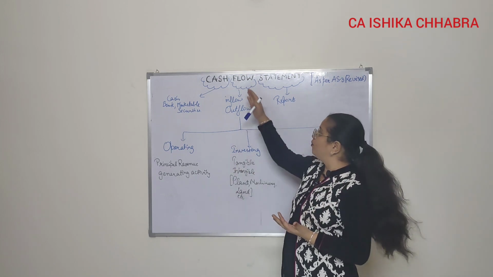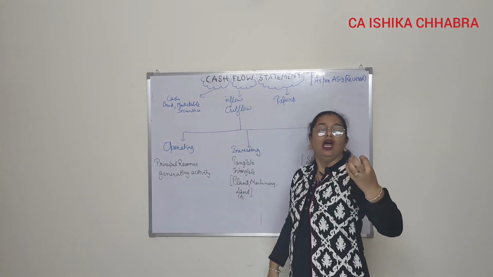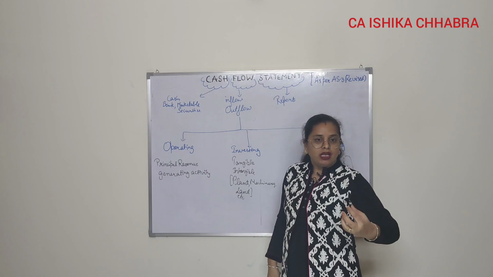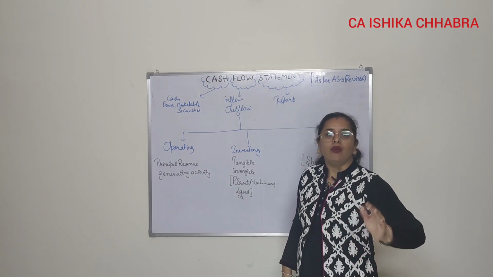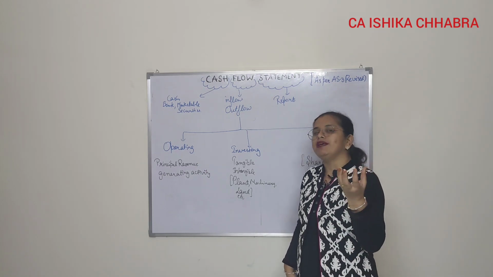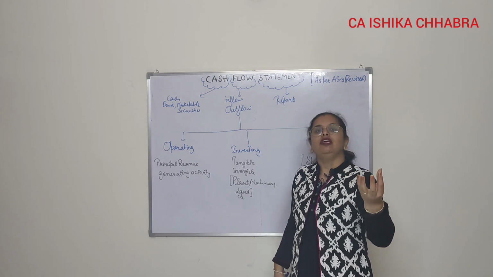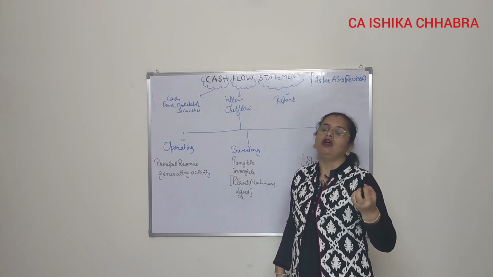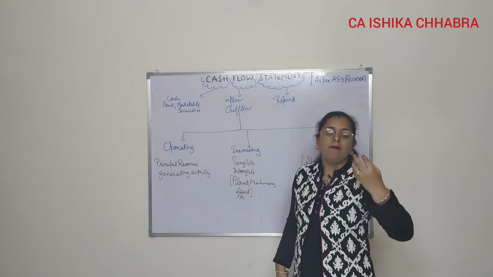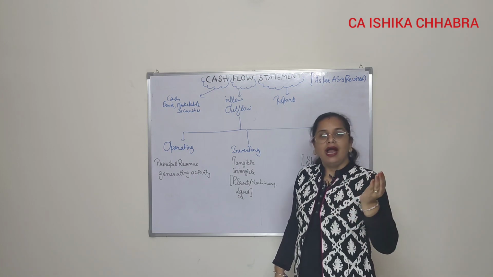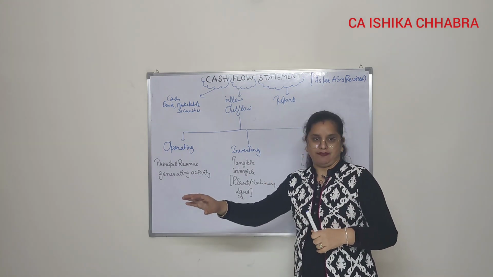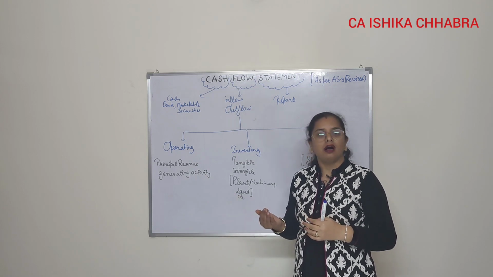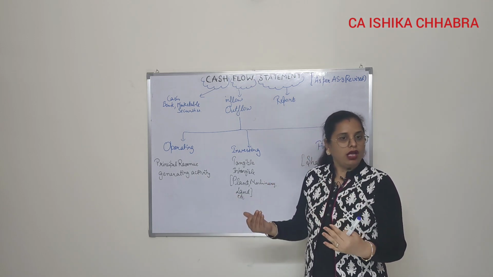You can understand from the word flow itself, like in case cash is coming in and in case cash is going out. Take a simple example of a trader. If he purchases some goods, what does he have to pay? The money, that is outflow. And in case he sells, then what will happen? The money will come into the business, that is the inflow.